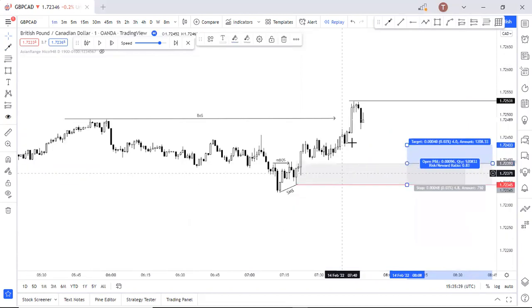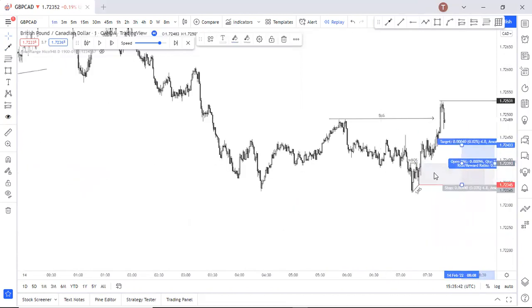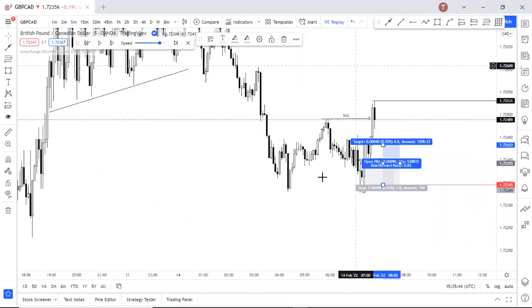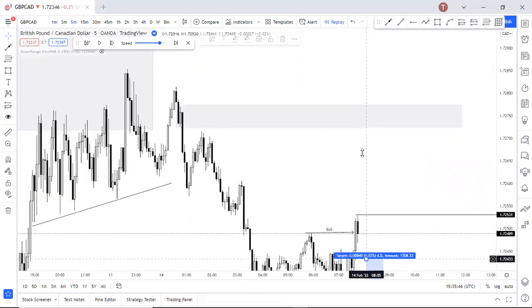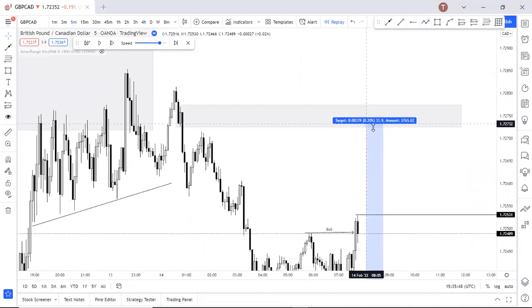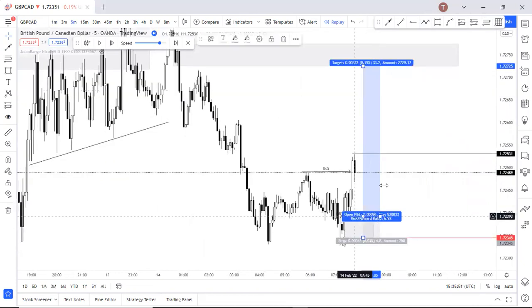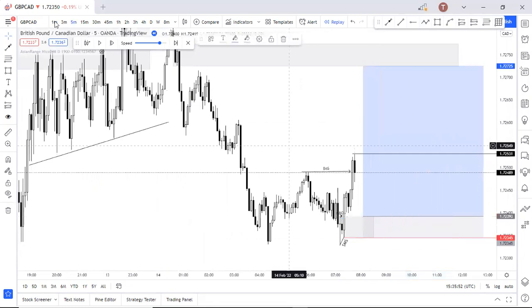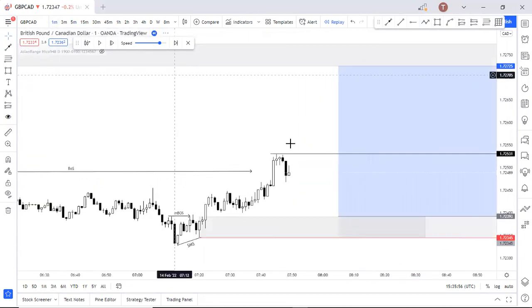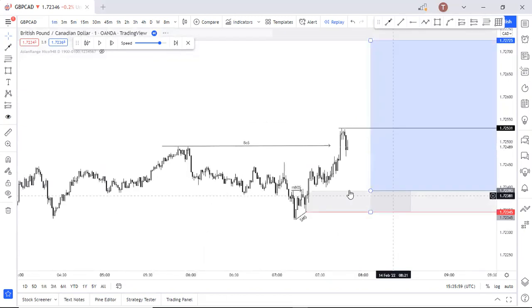And my target was the M5 supply zone that is yet to be mitigated. So let's go back to the 1 minute time frame. So I had my buy limits set right here.